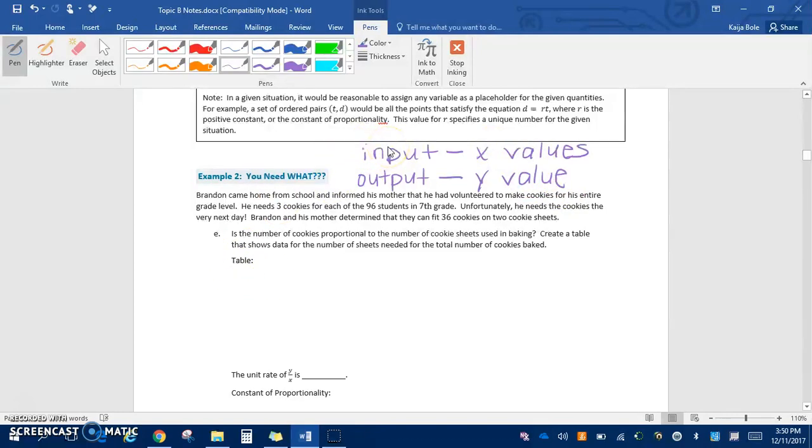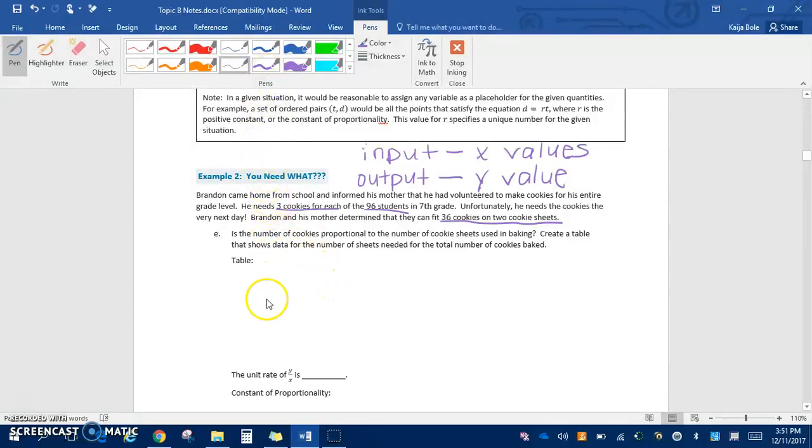So this example says that Brandon came home from school and informed his mother that he had volunteered to make cookies for his entire grade level. He needs 3 cookies for each of the 96 students in 7th grade. Unfortunately, he needs the cookies the very next day. Brandon and his mother determine that they can fit 36 cookies on 2 cookie sheets. And they're asking, is the number of cookies proportional to the number of cookie sheets used in baking? Create a table that shows the data for the number of sheets needed for the total number of cookies baked.